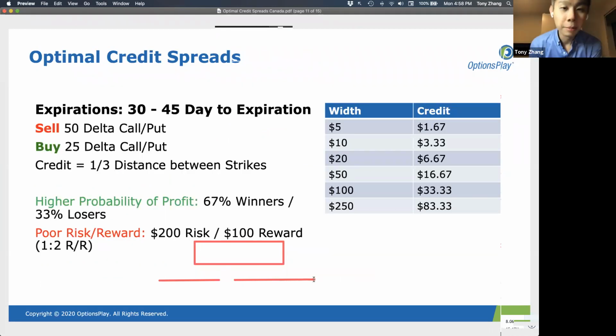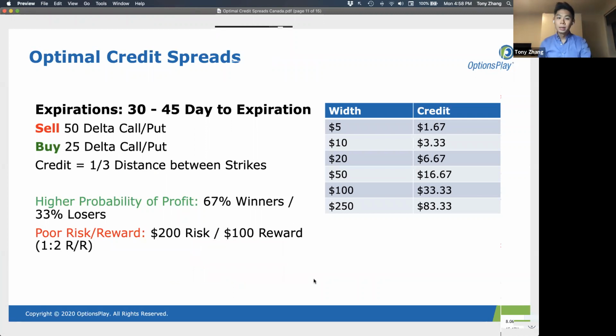So let's talk a little bit about the optimal credit spread. A lot of questions before about choosing expiration dates and strike prices. So let's discuss that a little bit. Whenever we're selling credit spreads, the optimal expiration is usually 30 to 45 days from expiration. That's the sweet spot when it comes to selling credit spreads. We always want to sell an at the money call or put, which is roughly a 50 delta. And then we try to buy back a 25 delta call or put.